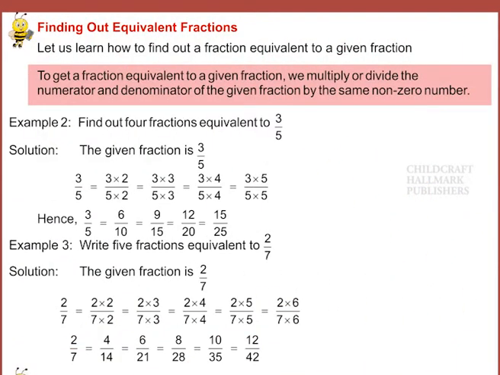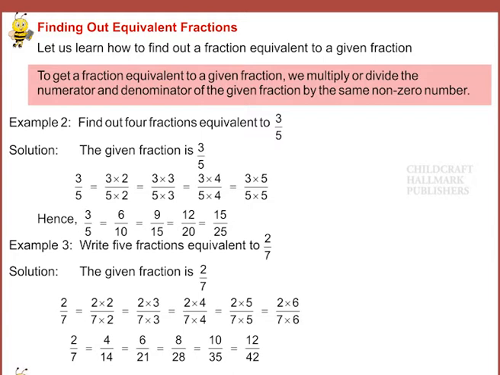Finding out equivalent fractions. Let's learn how to find out a fraction equivalent to a given fraction. To get a fraction equivalent to a given fraction, we multiply or divide the numerator and denominator of the given fraction by the same non-zero number.